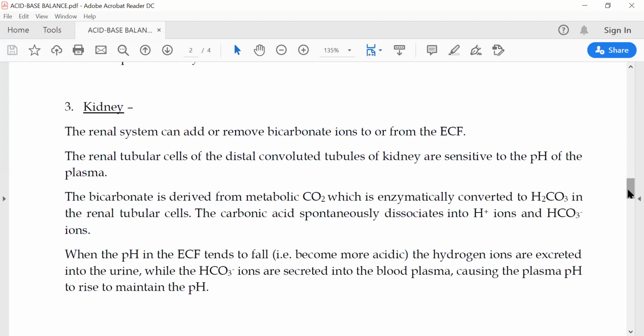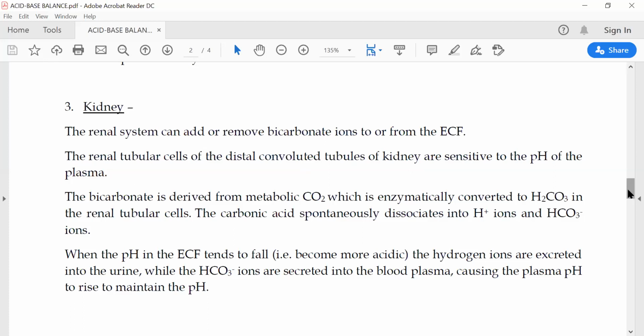Now, the tubular cells of the kidney are very sensitive to changes in the pH of the blood. In these tubular cells, carbon dioxide is enzymatically converted into carbonic acid, and the carbonic acid dissociates into hydrogen ions and bicarbonate. So when the pH of the extracellular fluid decreases, that means it becomes slightly acidic, then the extra hydrogen ion is excreted in the urine and bicarbonate is released into the blood plasma in order to bring back the pH.